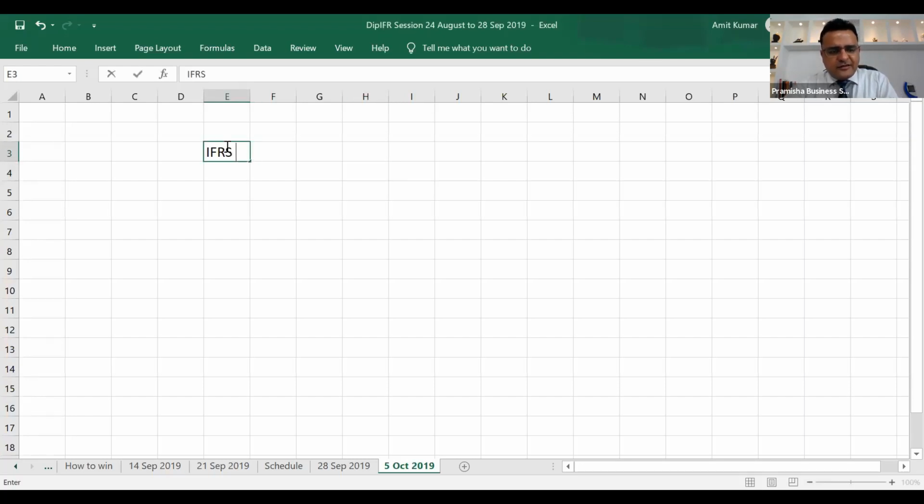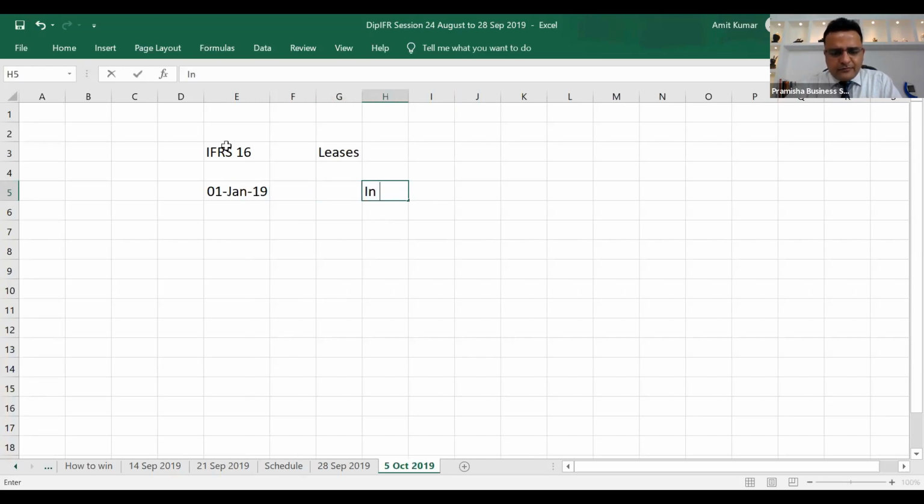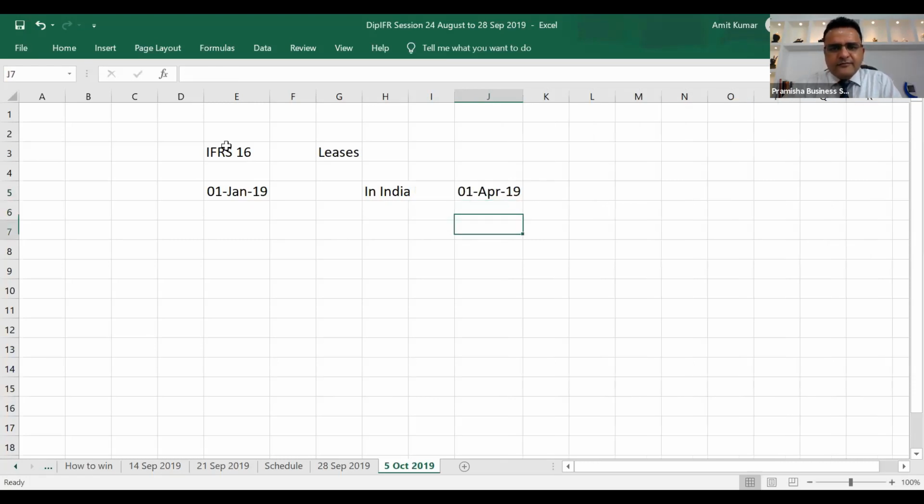So IFRS 16 Leases is the new standard which became applicable from 1st January 2019. In India, it is applicable from 1st April 2019.